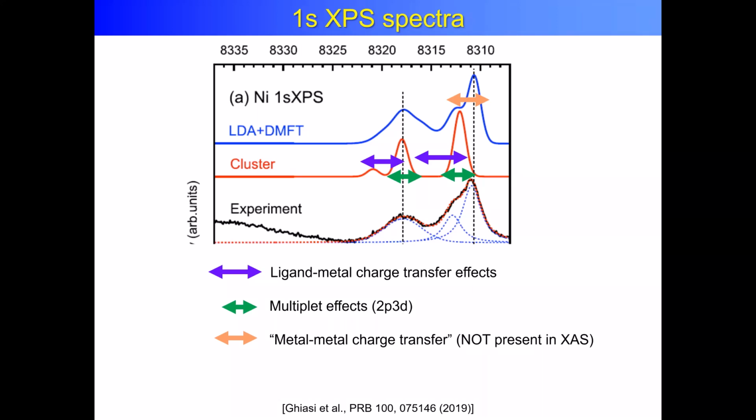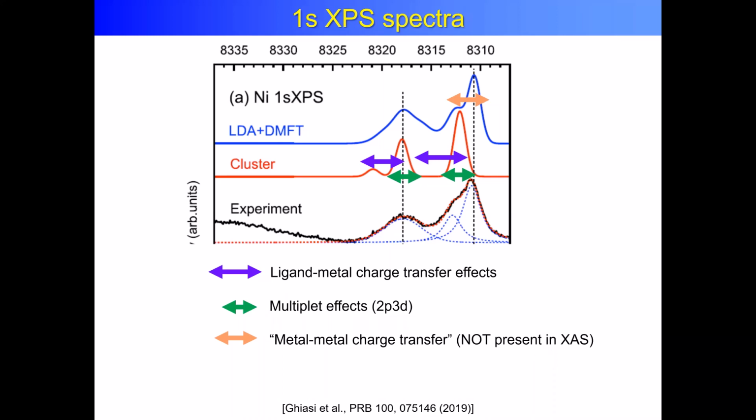So the peak at the lowest energy is the d10 state. This is nickel oxide as an example. And then the peak at 8318 is the d9, and then the highest peak is the d8. So you have the three final states of nickel oxide, split by different screening. So the purple arrows indicate ligand metal charge transfer, and then you have your three states.